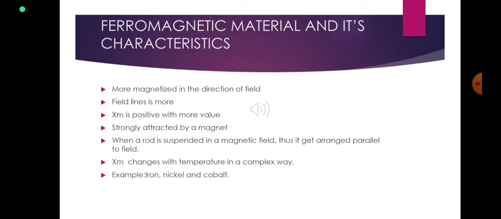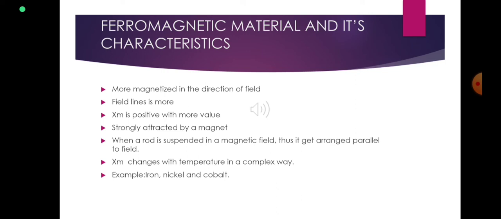Now we are going to discuss the characteristics of ferromagnetic material. First, more magnetized in the direction of the magnetic field. Second, field lines are more. Third, chi-m is positive with a large value. So in paramagnetic material, chi-m is positive but with a small value. In diamagnetic material, chi-m is negative with a small value, but here chi-m is positive with a large value.